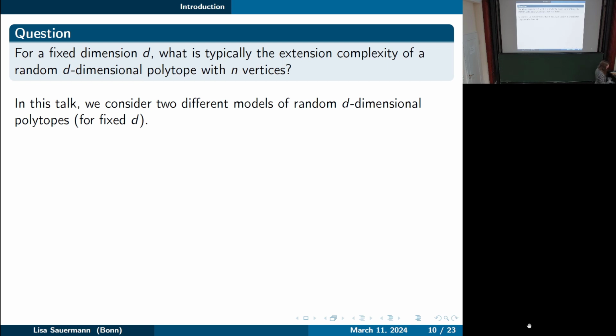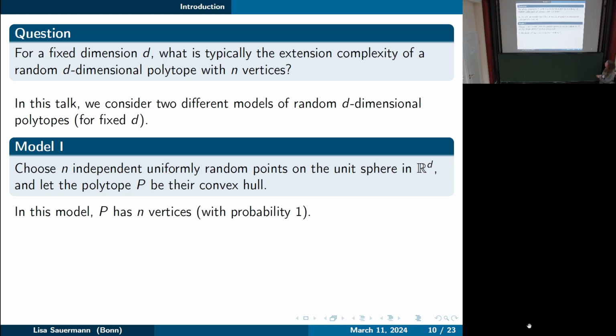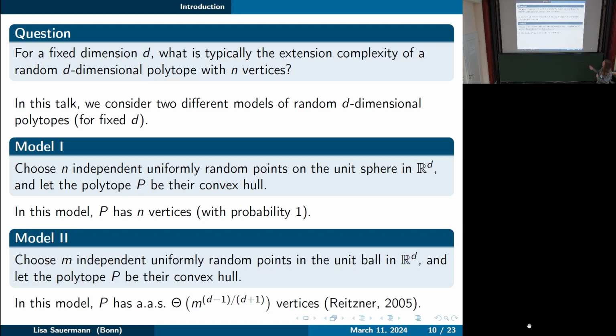In this work we considered two different models of random d-dimensional polytopes for fixed d. The first model is to choose n independent uniformly random points on the unit sphere in R^d and let the polytope be the convex hull. In this model, the polytope has n vertices with probability 1. The second model, maybe more common in probability theory, is that you take m independent uniformly random points in the unit ball, so not necessarily on the boundary like in the first model, but anywhere in the ball, and you let the polytope be the convex hull of these points.